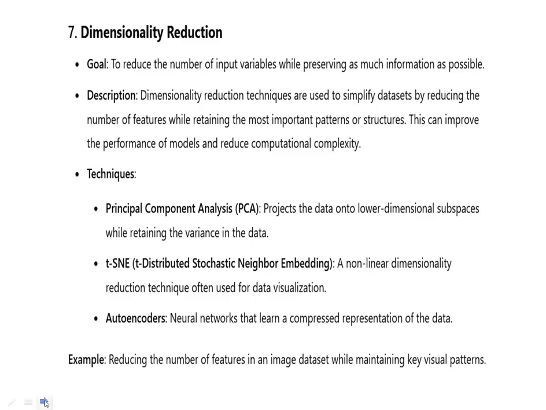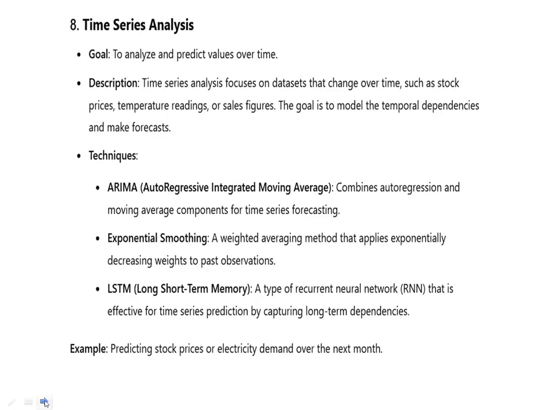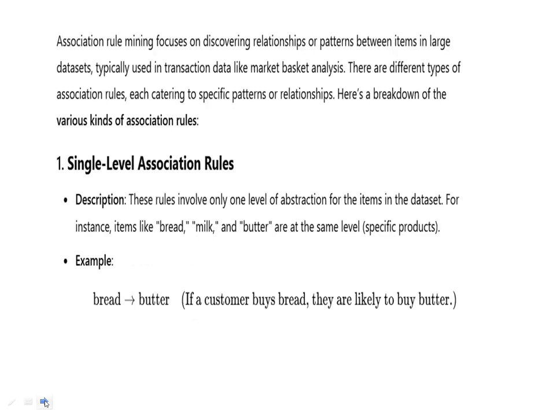purchases. For dimensionality reduction, we have principal component analysis, t-distributed stochastic neighbor embedding, and the autoencoder, to reduce the number of features in image data sets while maintaining the key visual patterns. And time series analysis uses autoregressive integrated moving average, exponential smoothing, and LSTM, long short-term memory, to analyze the values over time, predicting stock prices and electric demand for the next month.